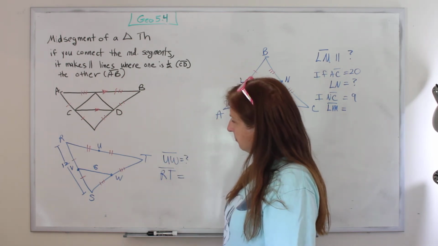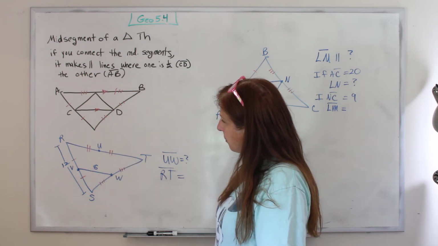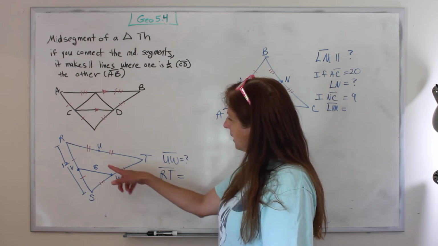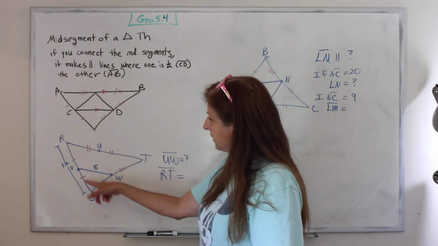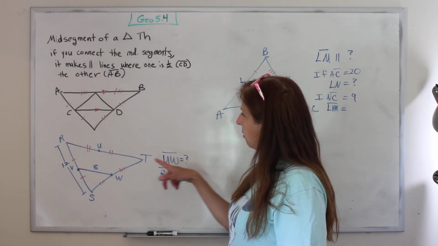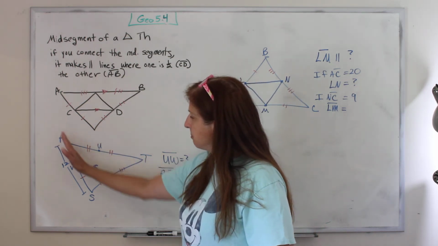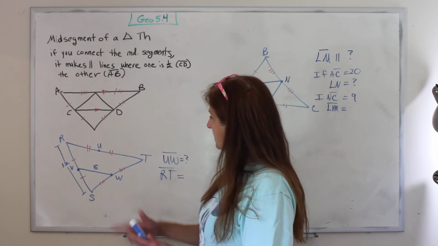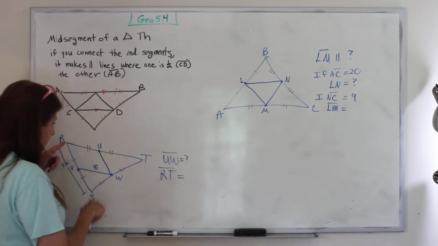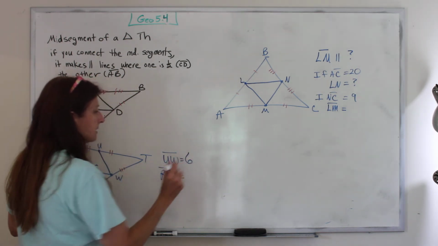So, here's a problem. Here I have a triangle. I have marked the midpoints, and I drew a line on one of them, and I know the length of this line is 8, and I know the length of that line is 12. So the question is, how long is UW? Well, UW is parallel to RS, so it's half RS. See, these two are parallel, and half of 12 is 6.